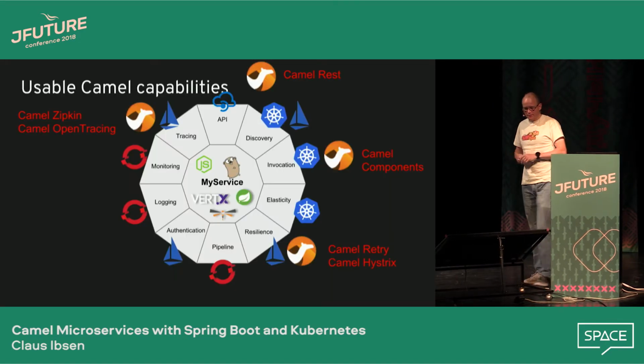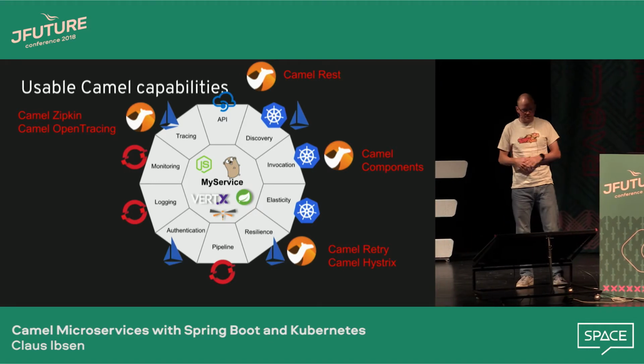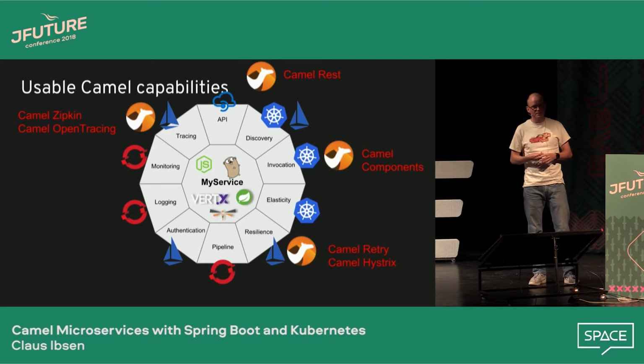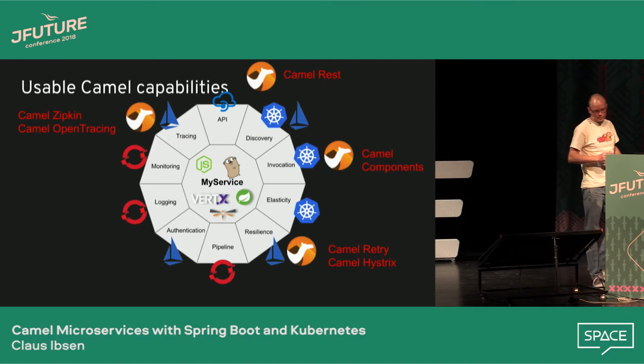And so when you have this decagon again, where are some of these capabilities you get from Camel? For APIs, there's REST support from Camel. Camel components make it very easy to invoke other services. You have some strategies with Camel around resiliency, with retries and Hystrix, and distributed tracing, and so on.